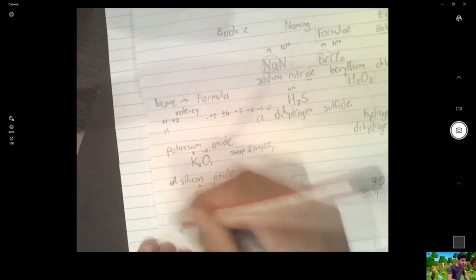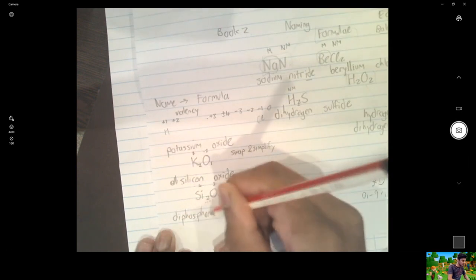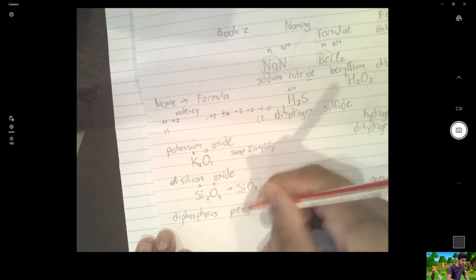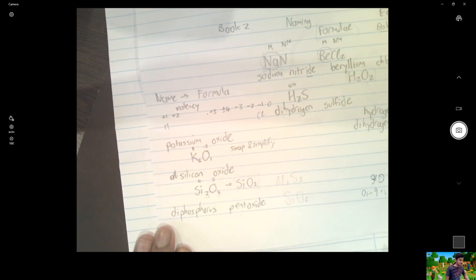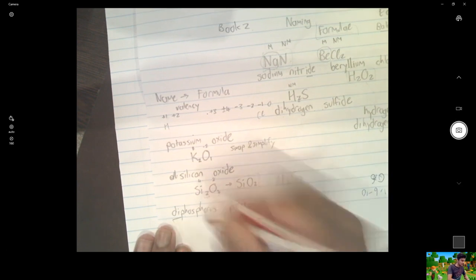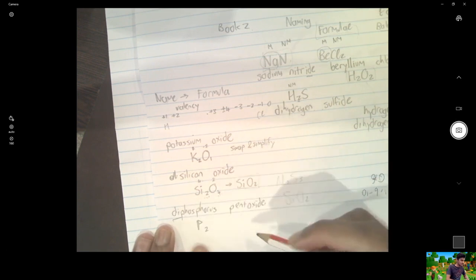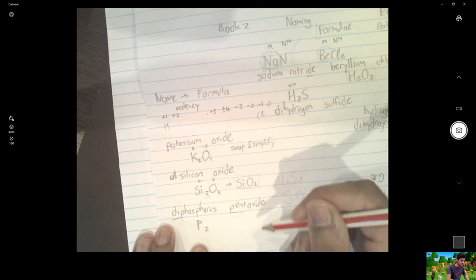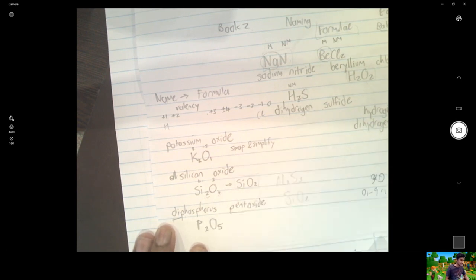All right, and then lastly, as if we had a terrifying name like diphosphorus pentoxide, where it has these prefixes, you don't need to consider the valencies at all. The di tells me there's going to be 2 of the phosphorus, it's P2. Pent is the prefix for 5, so there are 5 oxygens. And that is the naming done for 2 nonmetals.